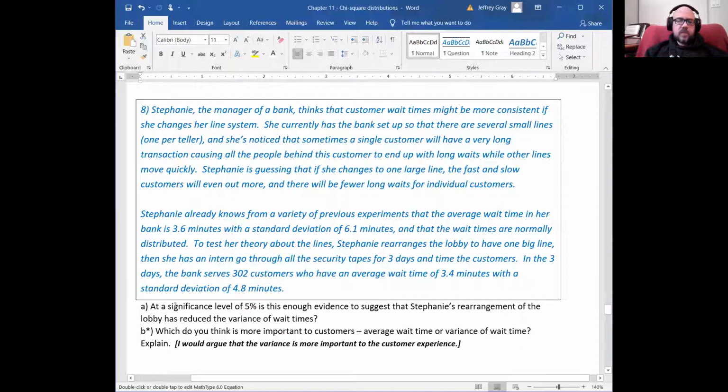Okay. So we're going to use a significance level of 5%. Is this enough evidence to suggest that Stephanie's rearrangement of the lobby has reduced the variance of wait times, or put another way, has made the wait times more consistent among customers?